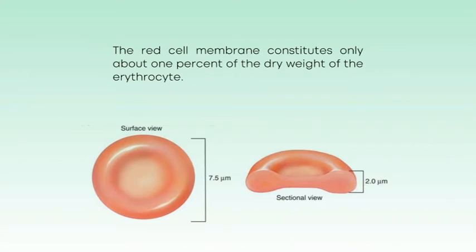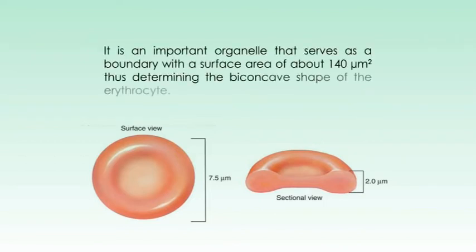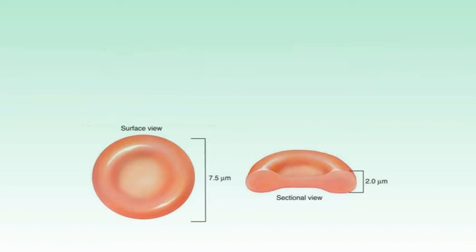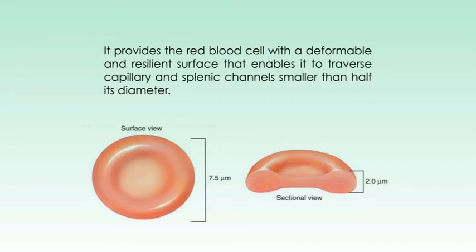The red cell membrane constitutes only about 1% of the dry weight of the erythrocyte. Nevertheless, it is an important organelle that serves as a boundary with a surface area of about 140 micrometer square, thus determining the biconcave shape of the erythrocyte. It provides the red blood cell with a deformable and resilient surface that enables it to traverse capillary and splenic channels smaller than half its diameter.